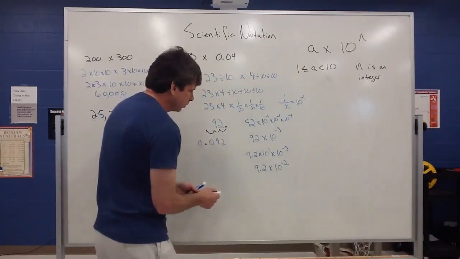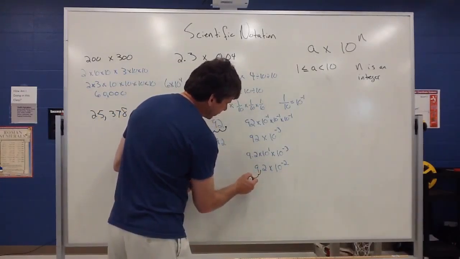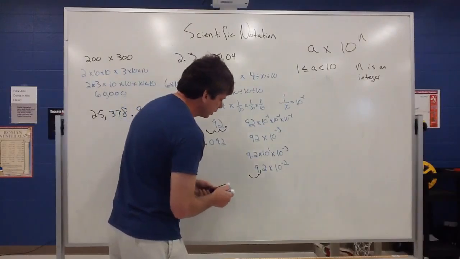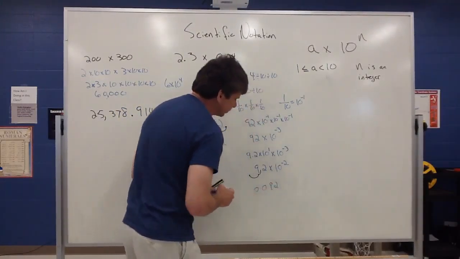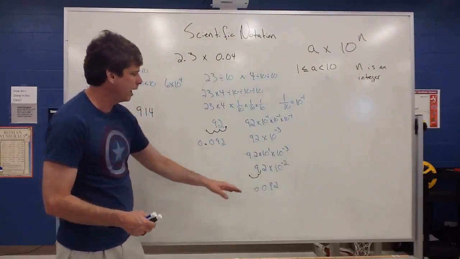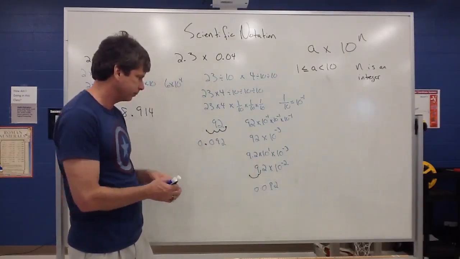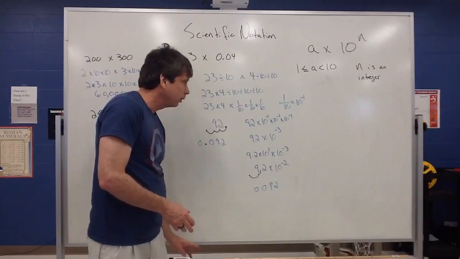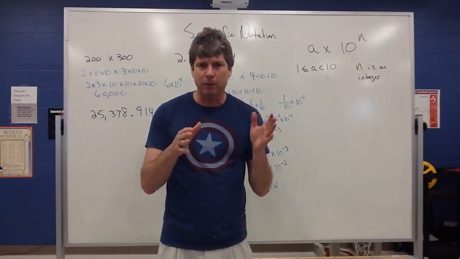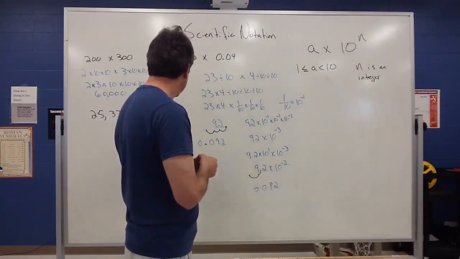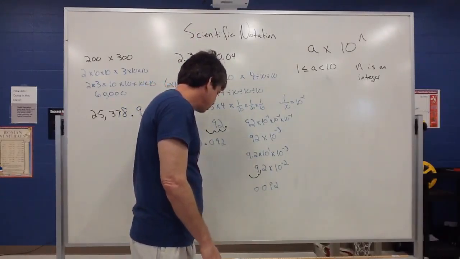And if I move my decimal 2 places to the left, that does indeed give me 0.092. So 92 thousandths would be the answer. Okay? So that's some food for thought. We've been kind of playing around with some numbers that are really closely tied into scientific notation.